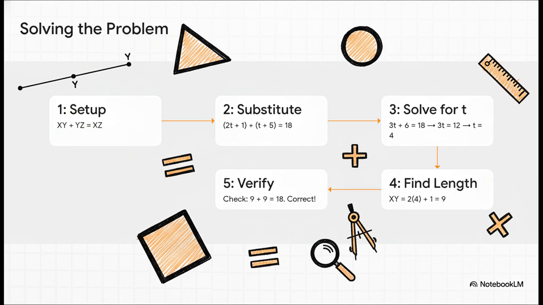Now, warning, don't stop here. This is a huge trap. The question also asked for the length of xy. So for step 4, we have to plug that 4 back in. xy equals 2 times 4, which is 8, plus 1, which is 9.